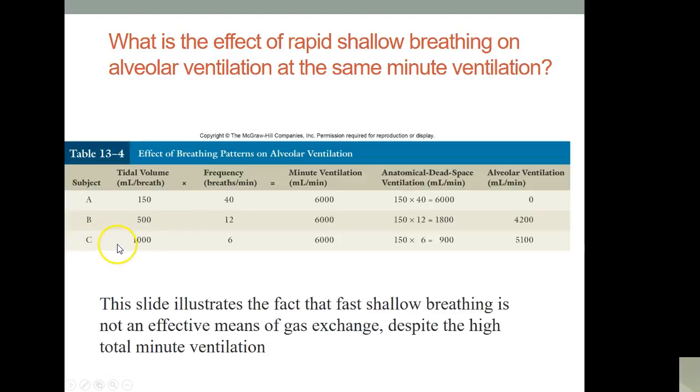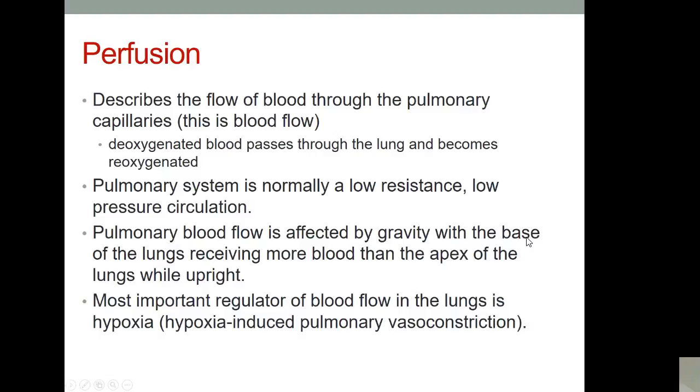Okay. Patient C has a tidal volume of 1,000 mils per breath, or liter per breath. They're breathing very slowly. They also have a minute ventilation of 6,000, but their breaths are so big that they are dramatically clearing the dead space. Okay. So if we calculate that out, 1,000 minus 150 times 6 breaths per minute, we find their alveolar ventilation is a little over 5 liters per minute.